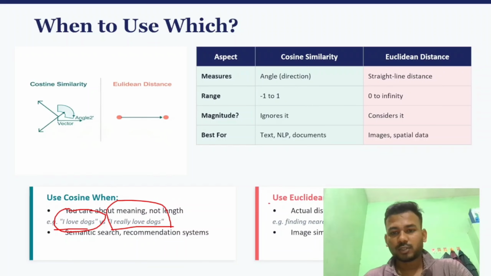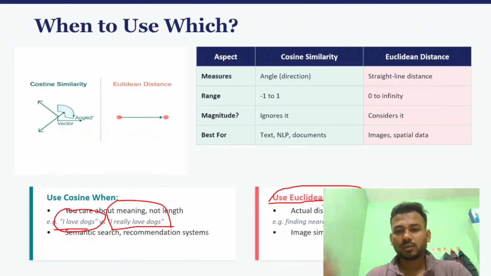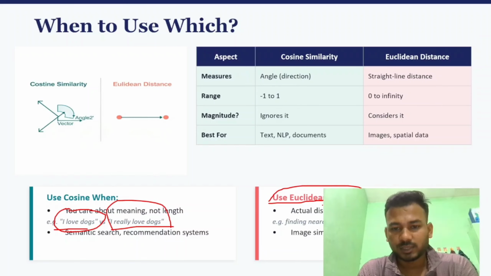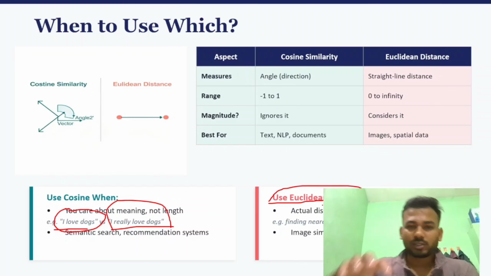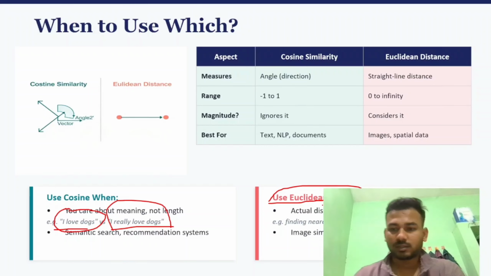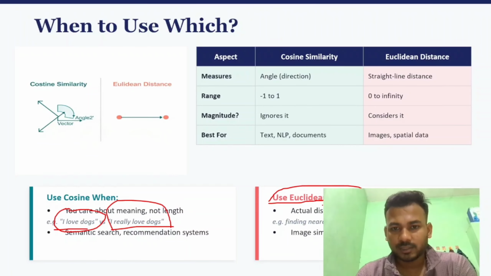And when to use Euclidean? When you want to cluster neighboring points, because Euclidean gives you the distance between two points. So when you want to cluster the data points or similar vectors, then you use Euclidean distance.